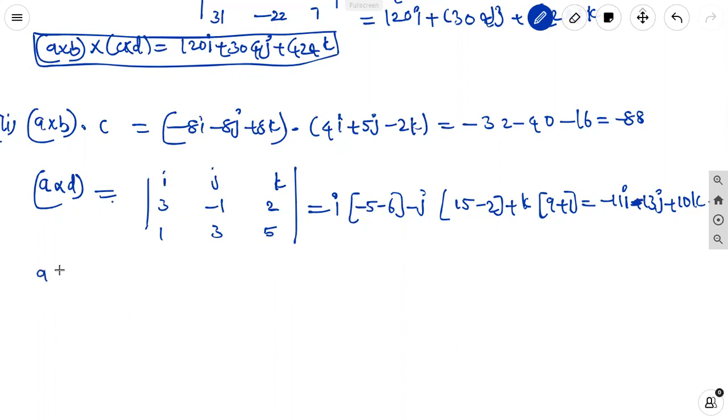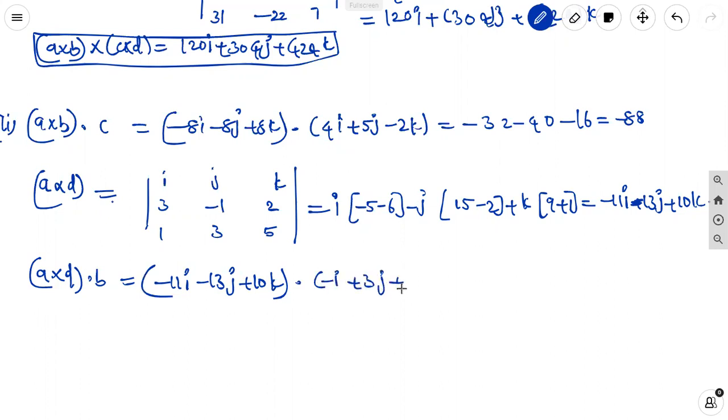Next, to find out A cross D dot B vector. Minus 11i minus 13j plus 10k dot B vector, minus i plus 3j plus 2k, equal to 11 minus 39 plus 10 twos are 20. It's 31 minus 39. So minus 8.